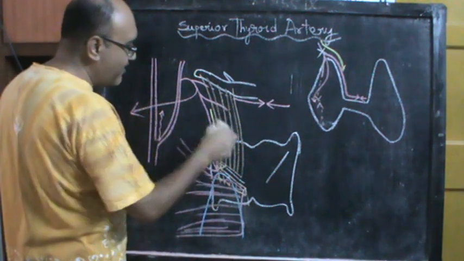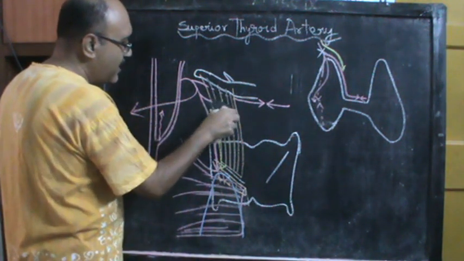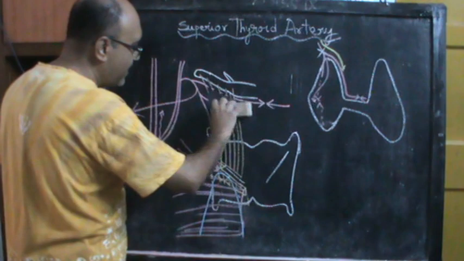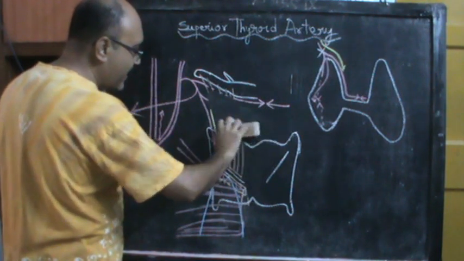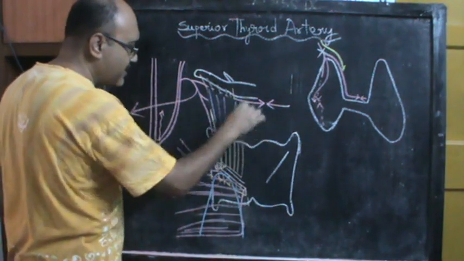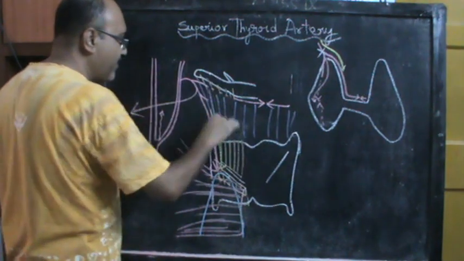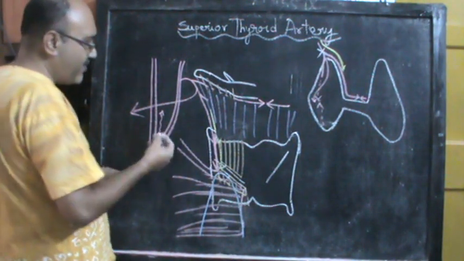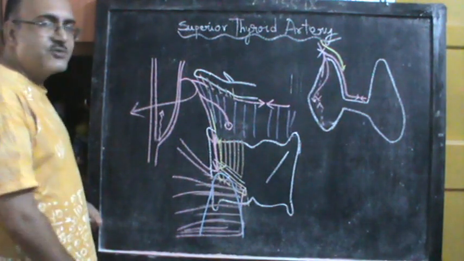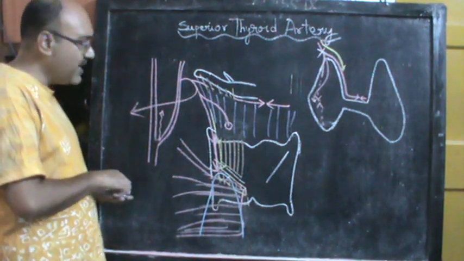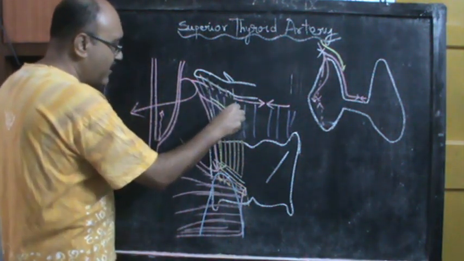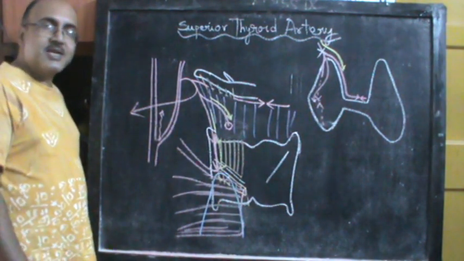Now what happens to this superior laryngeal branch? Between the thyroid and the hyoid, you have the thyrohyoid membrane. Now if we remove the thyrohyoid muscle, then deep inside you have the thyrohyoid membrane. Suppose we draw a thyrohyoid membrane like this. Into this thyrohyoid membrane you have a superior laryngeal branch which pierces the thyrohyoid membrane and goes deep inside to supply the larynx, and this superior laryngeal branch is accompanied by the internal laryngeal nerve.